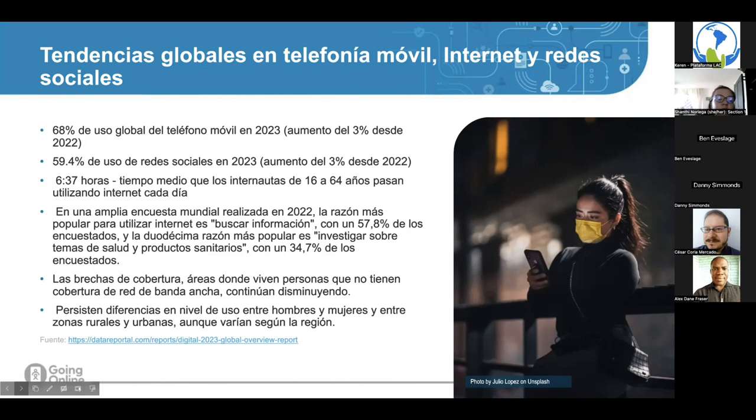We do still see some coverage gaps, and these are particularly for people that are living in rural areas. But again, this is continuing to decrease as connectivity increases across the world. And gender and rural-urban gaps do persist, but these vary by region.